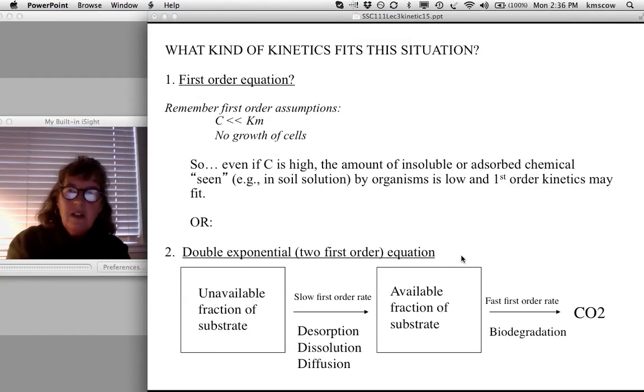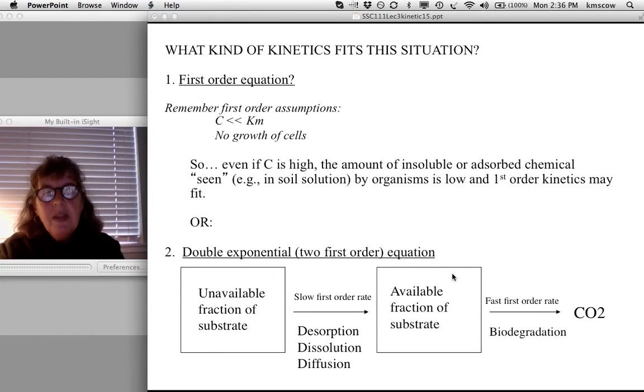So if you look, I can't do it. But anyway, the traditional first order equation would be applying to this available fraction of substrate. This would be like the C0. And then you have a K1 here that's degrading it, for example, to CO2. But the double exponential shows that there's actually a second pool of substrate also present in the soil, which is not available.